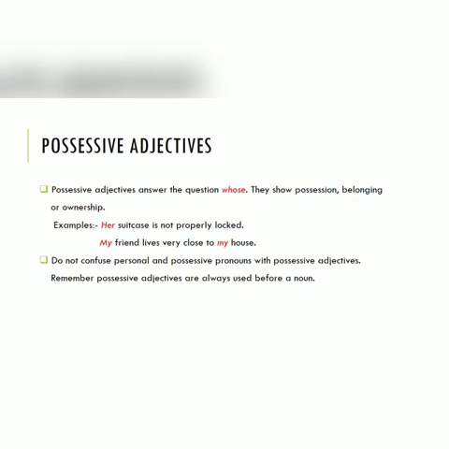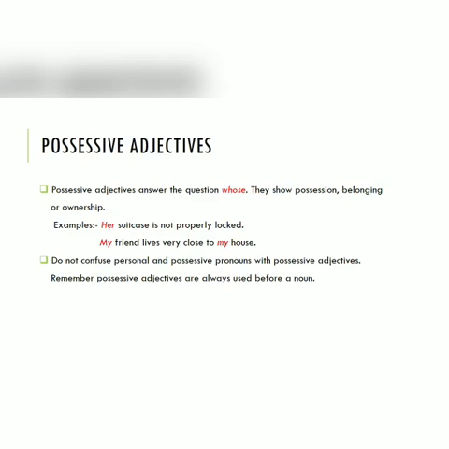Possessive adjectives. Possessive adjectives answer the question whose. They show possession, belonging, or ownership. Examples: her suitcase is not properly locked. The noun over here is suitcase. Whose suitcase? Her suitcase. So her is the possessive adjective.